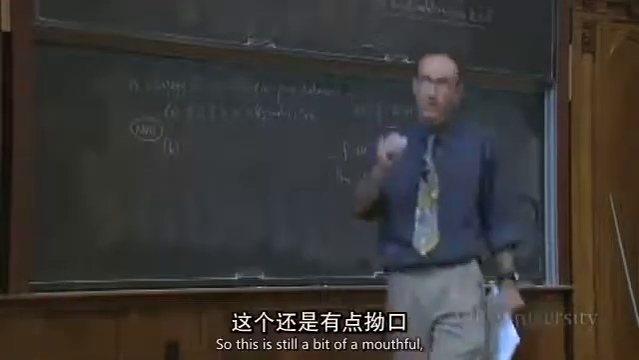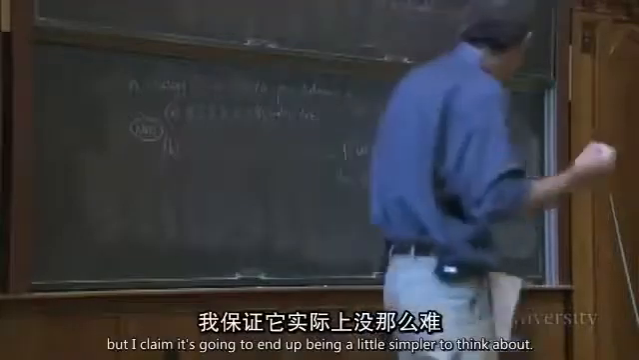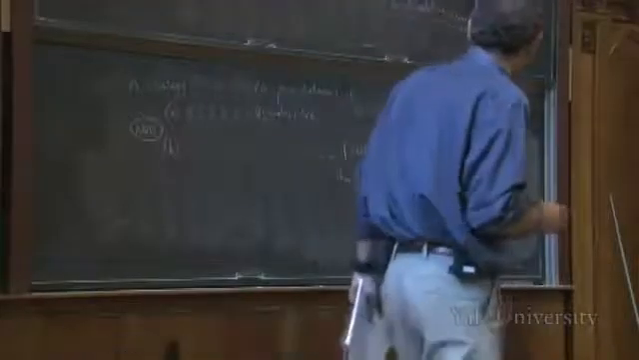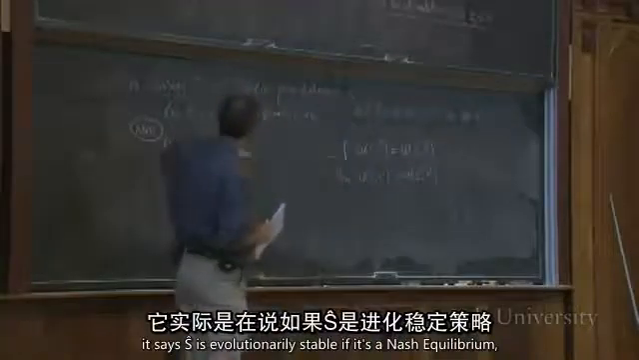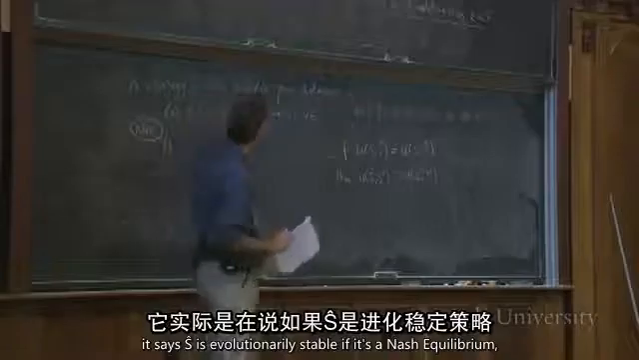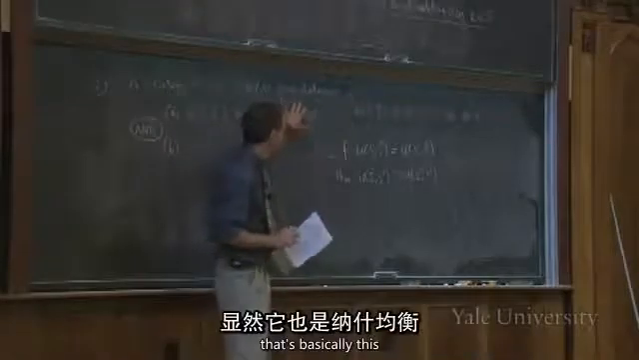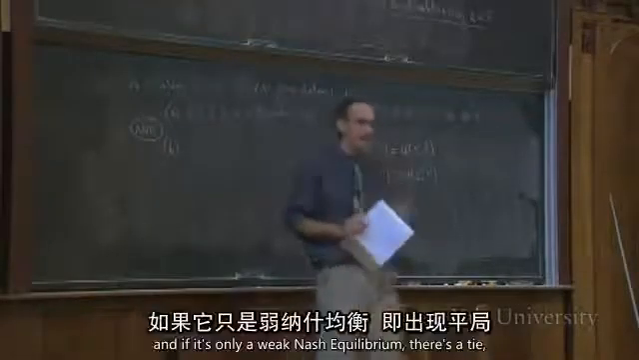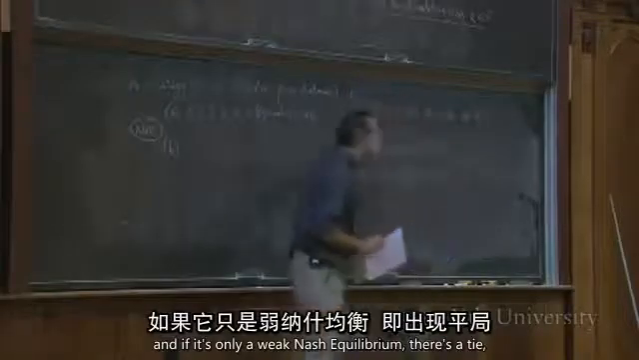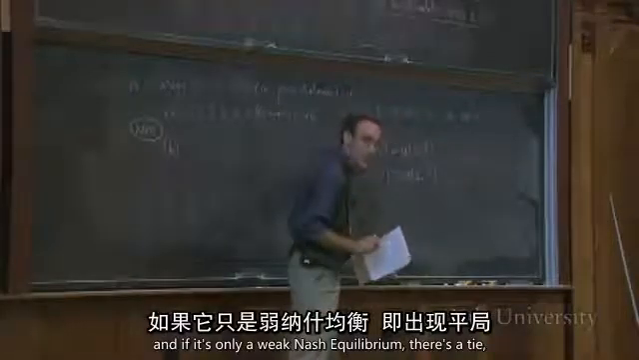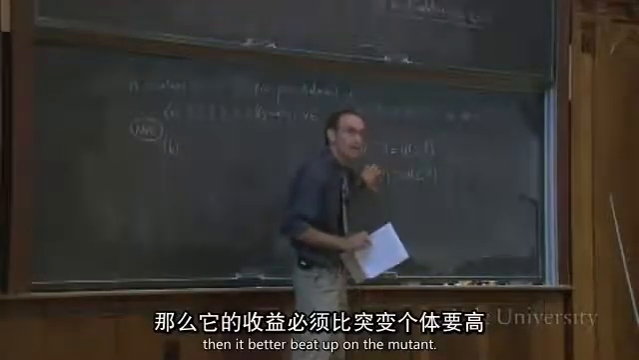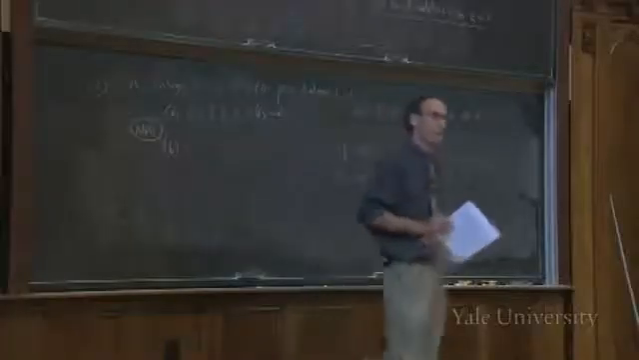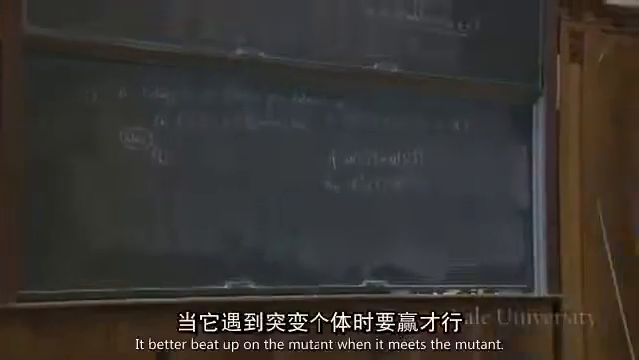Right? So this is still a bit of a mouthful, but I claim it's going to end up being a little simpler to think about. What it says again is S hat is evolutionarily stable if it's a Nash equilibrium. That's basically this. And if it's only a weak Nash equilibrium, if there's a tie, then it better beat up on the mutant. It better beat up on the mutant when it meets the mutant. All right?